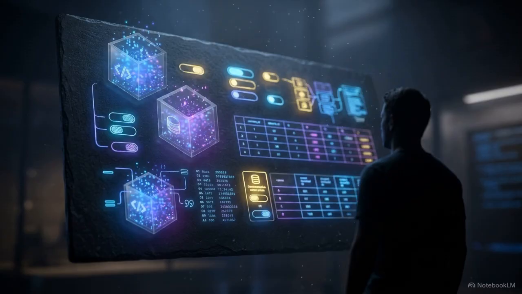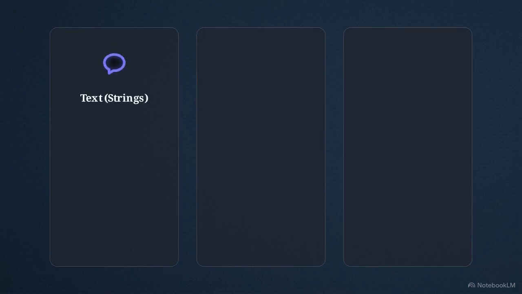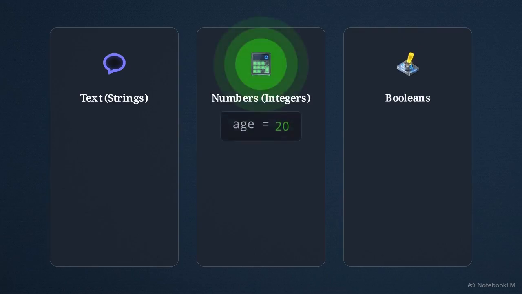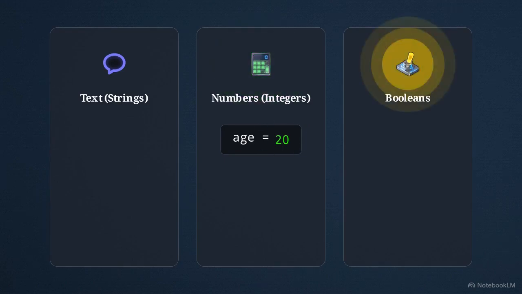While text strings handle names and messages, programming also requires the storage of numbers and logical states to function. Look at this breakdown. We have distinct columns for our information: text, numbers, and a third type called booleans. For numbers, we use integers. Notice how age equals 20 drops into the number column without any quotation marks. Python automatically recognizes pure numerical data and processes it mathematically. Finally, we have booleans. These act exactly like a switch, storing binary logic states that are strictly true or false. Here, we set isStudent to true.